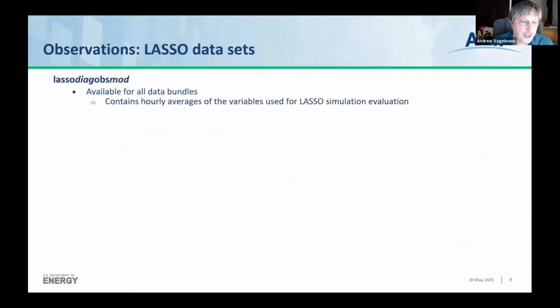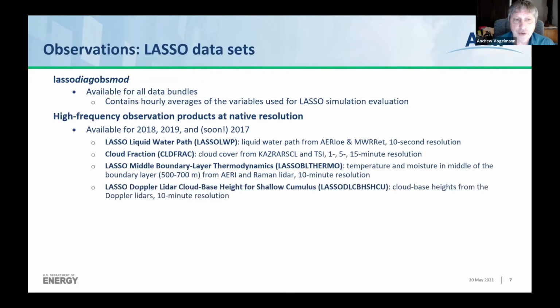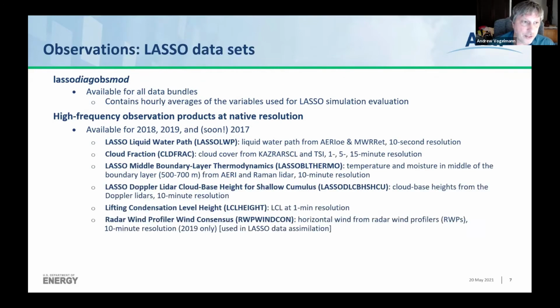Okay, so finally, the data sets. The hourly averages are in LASSO Diags Mod, and these are what are used for LASSO evaluation. We also make available the high frequency observation products, which are basically at native resolution. And these are specific products that we need to develop for LASSO that are basically used to generate the hourly averages that are within LASSO Diags Mod. You can read there what the different things are.